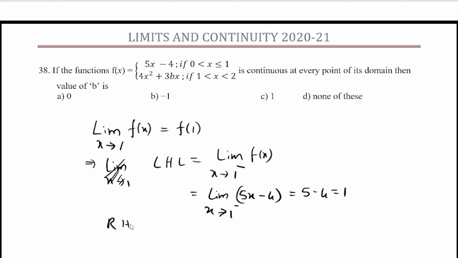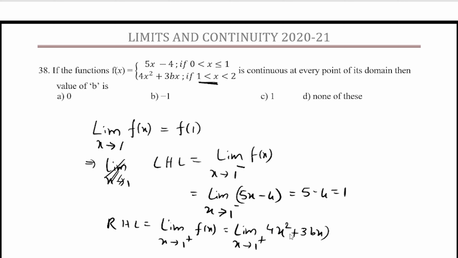Then to find RHL, the limit of f of x as x tends to 1 plus, select the function f of x such that x is more than 1. You note that 1 less than x is nothing but x is more than 1. Its value is 4x square plus 3bx. Okay. Put x equal to 1, that is 4 plus 3b.